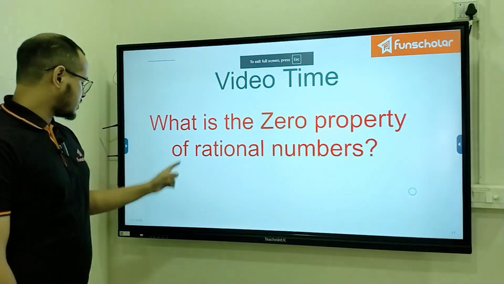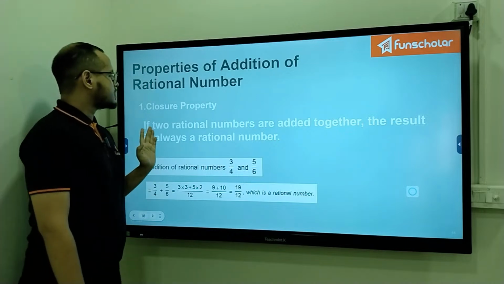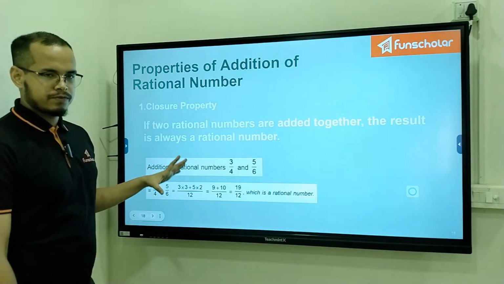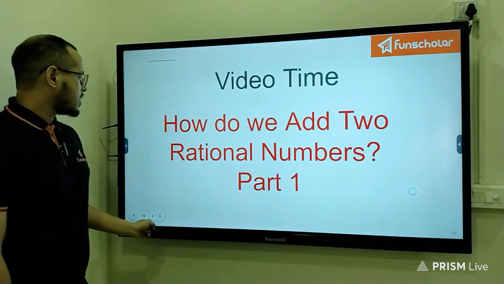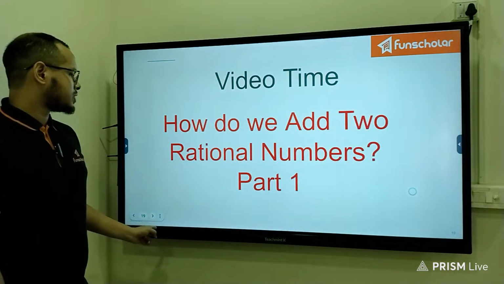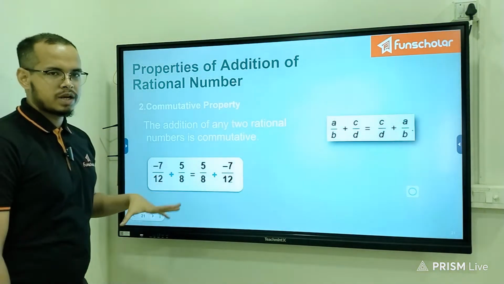We have understood the zero property, we have all watched the videos. Now, these are all the properties that we have covered. Closure property we have already done. What is closure property? Then how do we add two rational numbers? See more videos on rational numbers, how to add. Let's do some sums and find out.